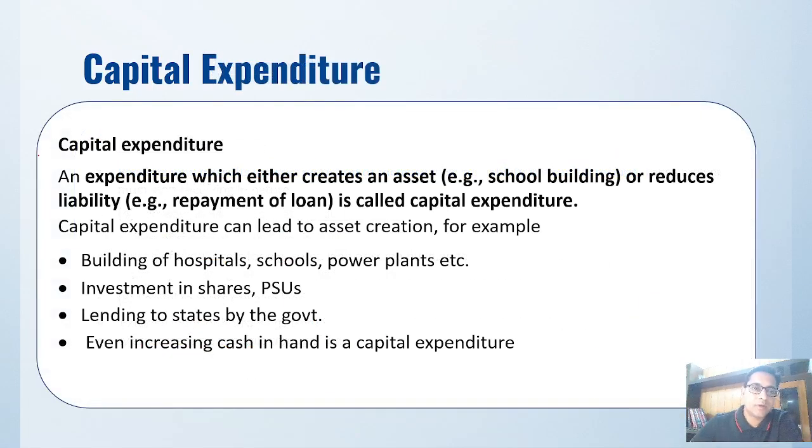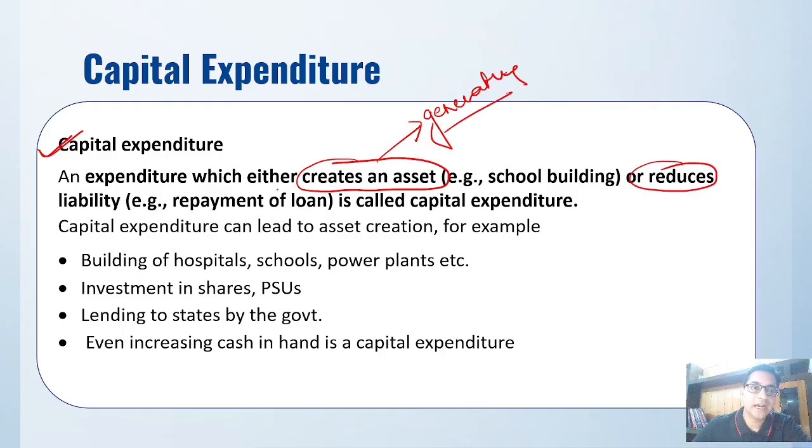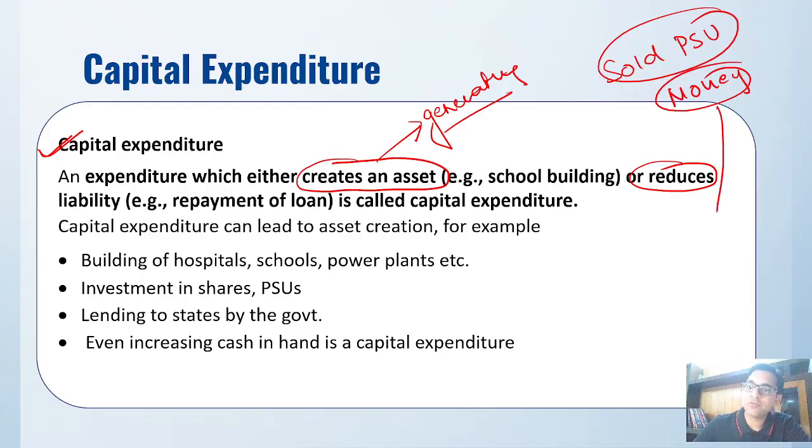Okay. Now, capital expenditure. Obviously, when we get money in the capital account, we spend it on the creation of assets, because these assets will help in generating money. We create assets so that we are able to reduce the liability. That means you have raised money, you have sold a PSU, you got the money, and with that money you have paid your interest. So capital expenditure will either create an asset or reduce your liability.